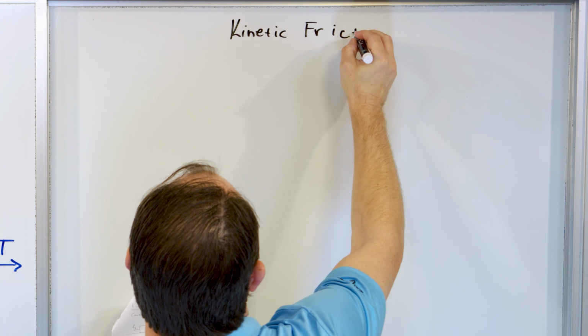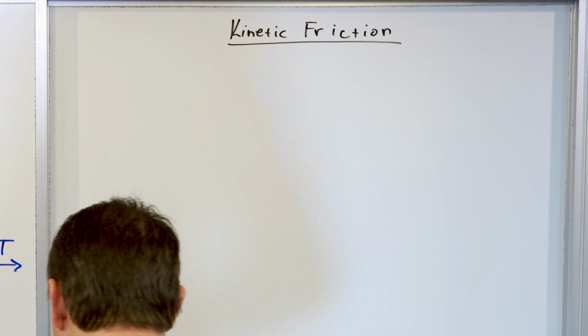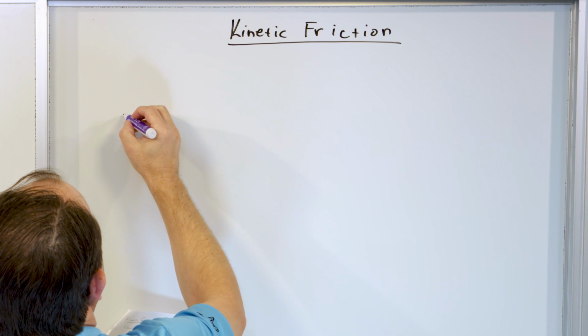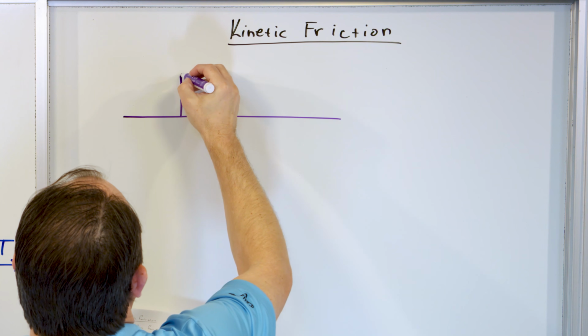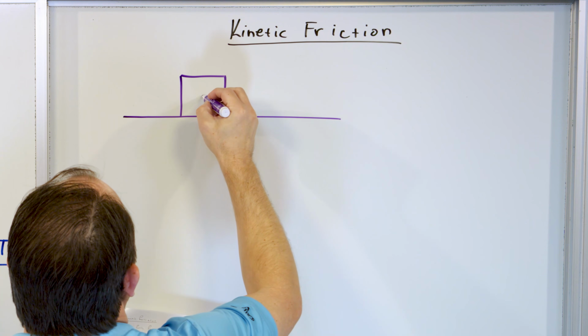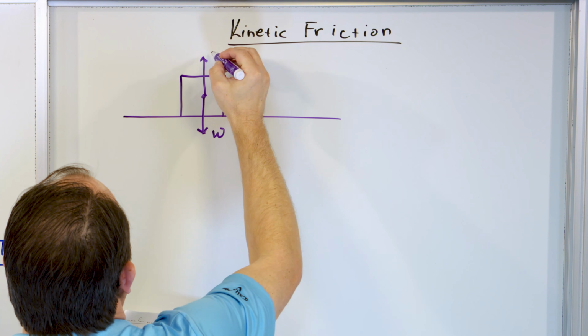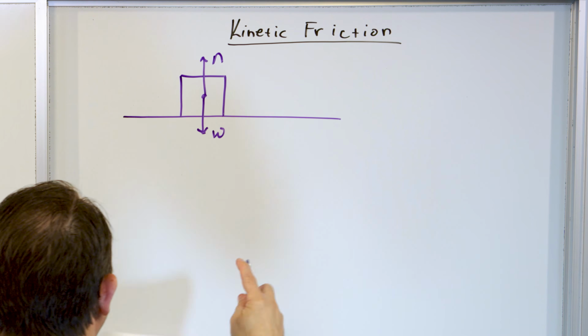Kinetic friction. All right, so let's draw our box one more time. But in this case, we're going to draw the situation in which we pull just enough so that it's broken free, and now we're sliding it across the ground. This box still has a weight. This box still has a normal force, which is exactly equal and opposite of its weight, right?